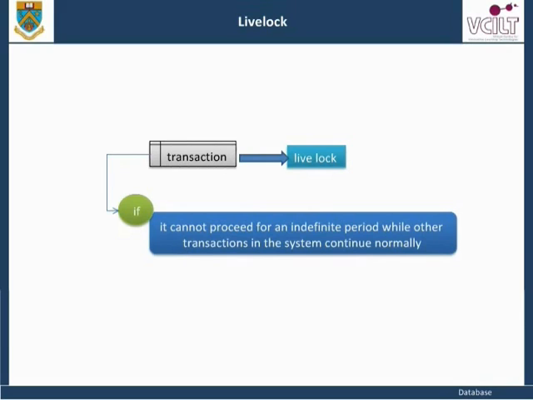One such scheme uses a first-come first-served queue. Transactions are enabled to lock an item in the order in which they originally requested to lock the item. Another scheme allows some transactions to have priority over others, but increases the priority of a transaction the longer it waits, until it eventually gets the highest priority and proceeds.